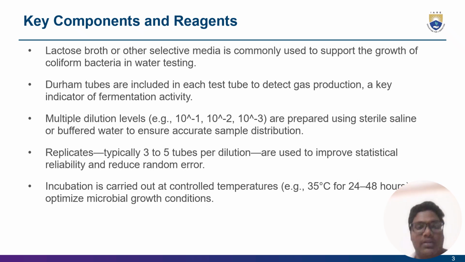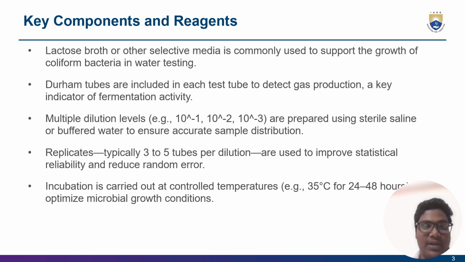Key components and reagents. Lactose broth or other selective media is commonly used to support the growth of coliform bacteria in water testing. Durham tubes are included in each test tube to detect gas production, a key indicator of fermentation activity. Multiple dilution levels are prepared using sterile saline or buffered water to ensure accurate sample distribution.